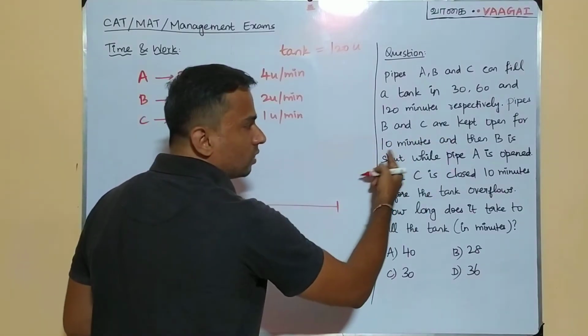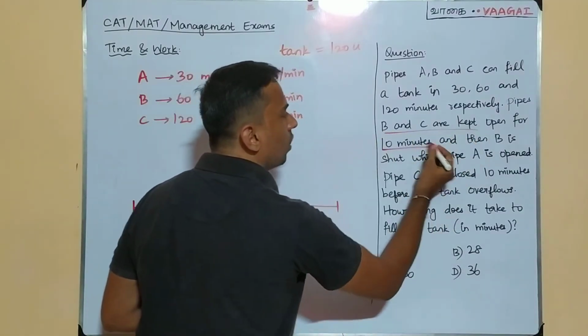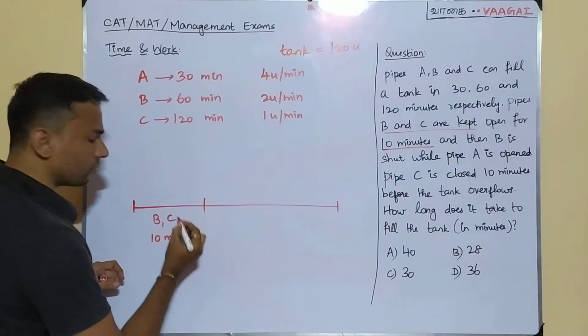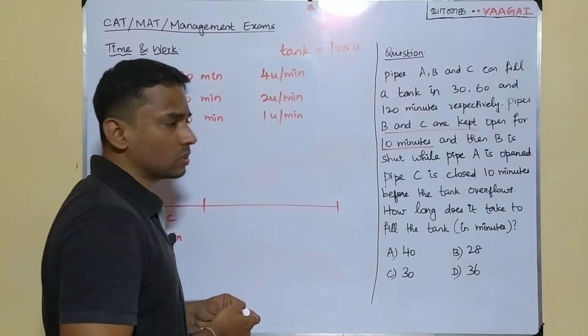B and C are kept open for 10 minutes. Okay, B and C are kept open for 10 minutes. So we'll note it here. B and C for 10 minutes. We'll note it here. And then what happens? After 10 minutes, what happens?